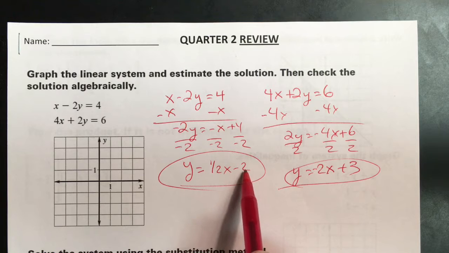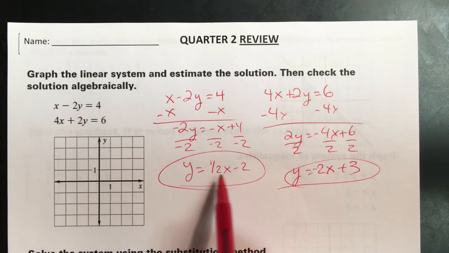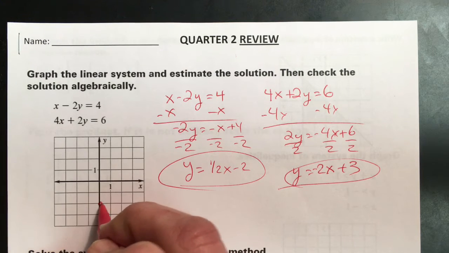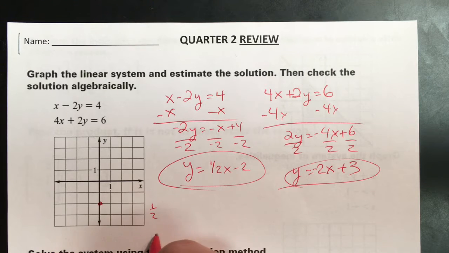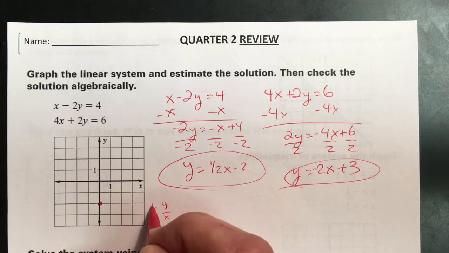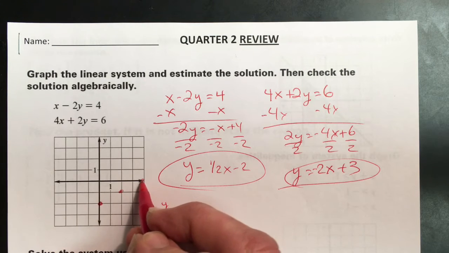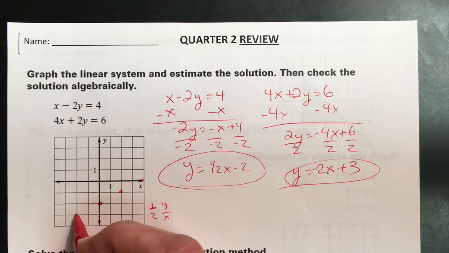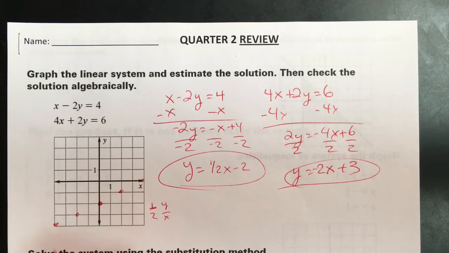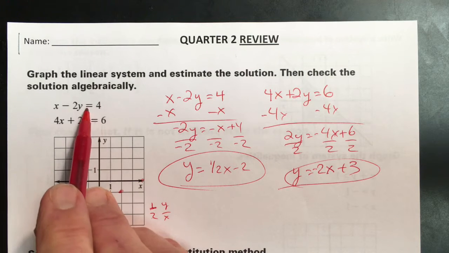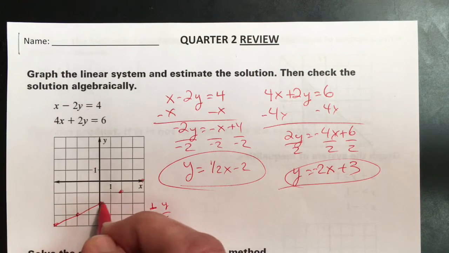Again, plot the b first, then the m second. So negative 2 with a half slope. That's the y over x. Up 1 to the right 2. So it looks like this. And now, these are equals, so they're just solid lines.